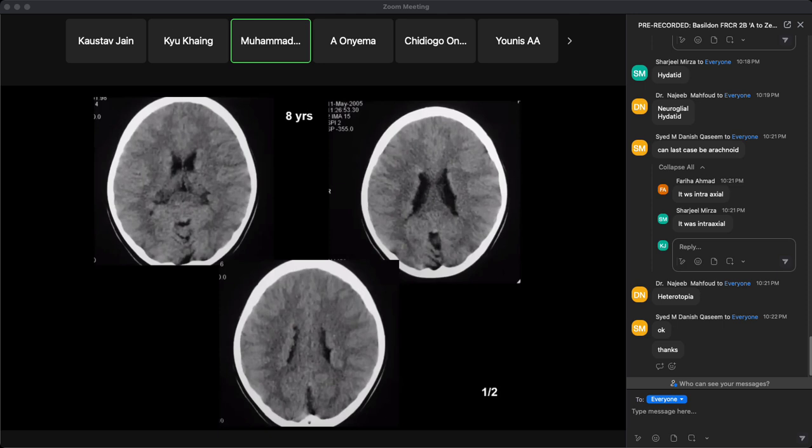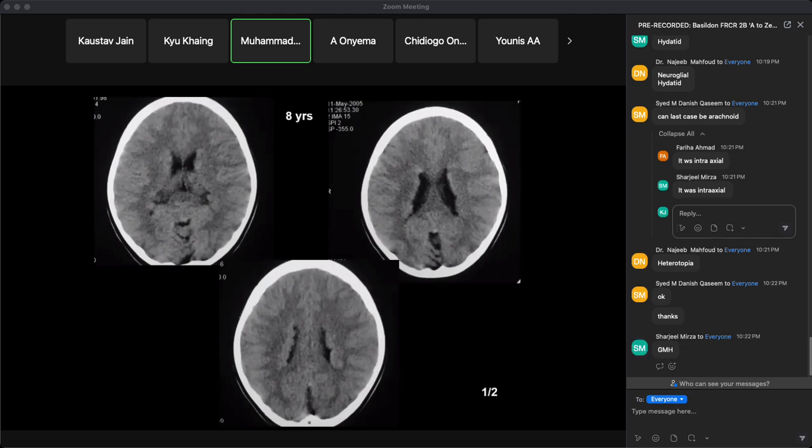I think the most obvious abnormality is the presence of a nodular appearance of the lateral aspects of the ventricles, which have got the same attenuation as the gray matter. I think this is possibly in keeping with heterotopia. Excellent. Use the words, subependymal heterotopia. Yeah, subependymal. Okay, let me take over.